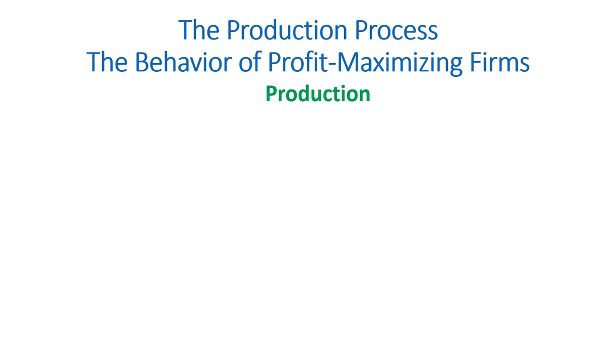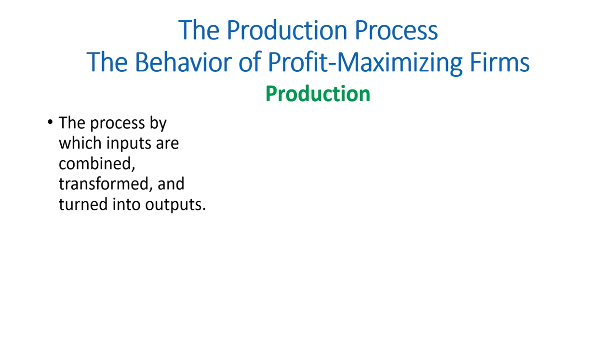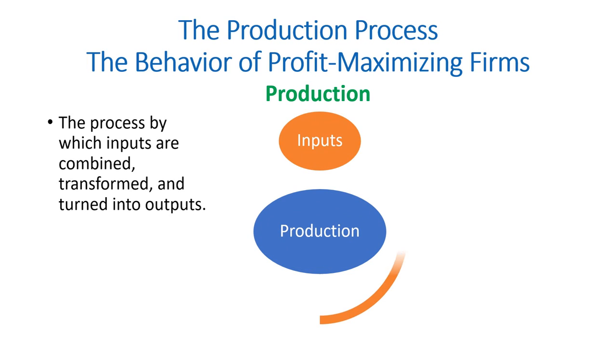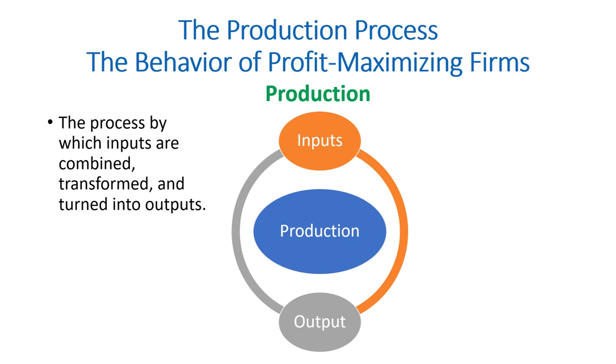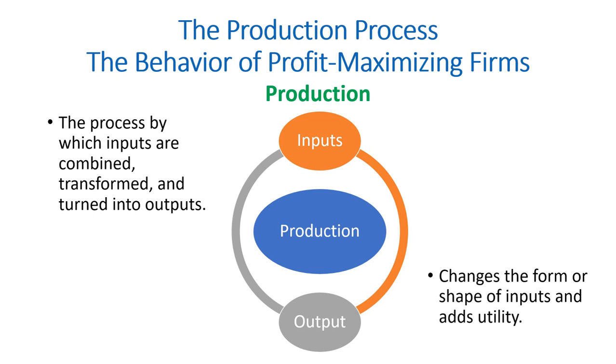Students, in economics, we define production as a process by which inputs are combined, transformed, and turned into outputs. That is, a producer takes some inputs, changes their form or shape into a new product which has more utility. The inputs of the production process can be categorized into four different classes.